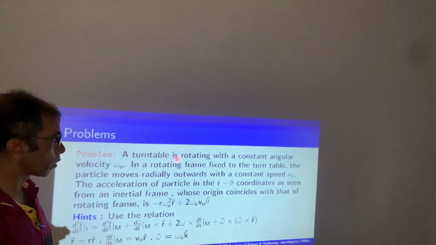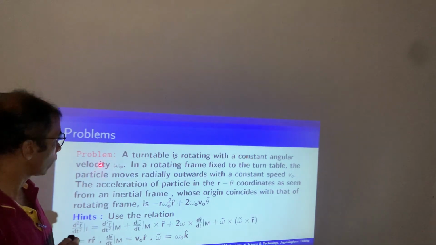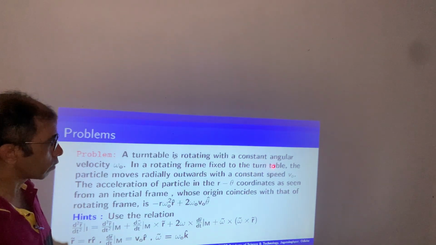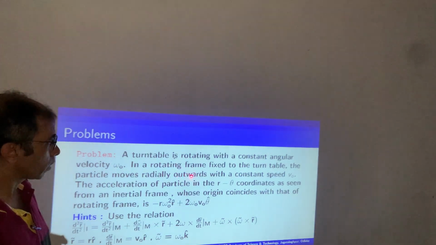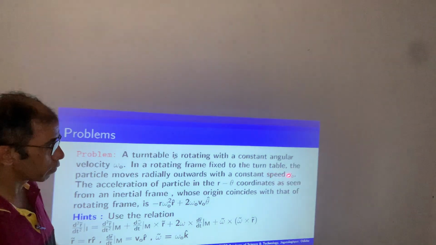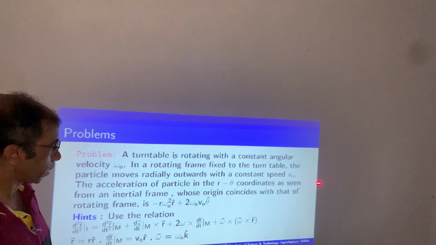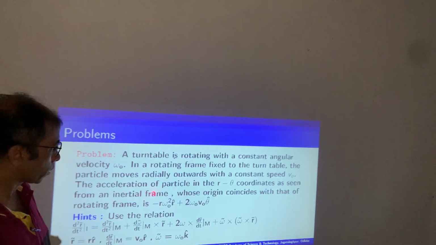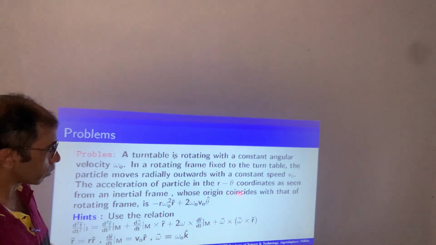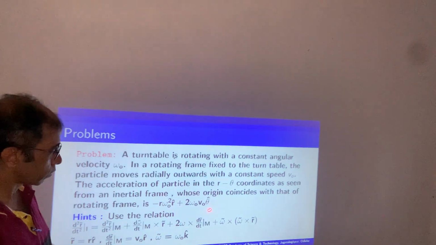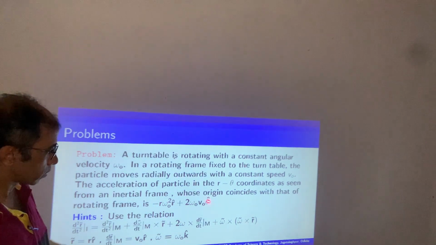This problem is: a turntable is rotating with a constant angular velocity omega naught. So in a rotating frame fixed to the turntable, the particle moves radially outwards with a constant speed v0. The acceleration of the particle in the r theta plane, as seen from an inertial frame whose origin coincides with that of the rotating frame, is this. So you have to show this: minus r omega naught squared r cap plus 2 omega naught v naught theta cap.